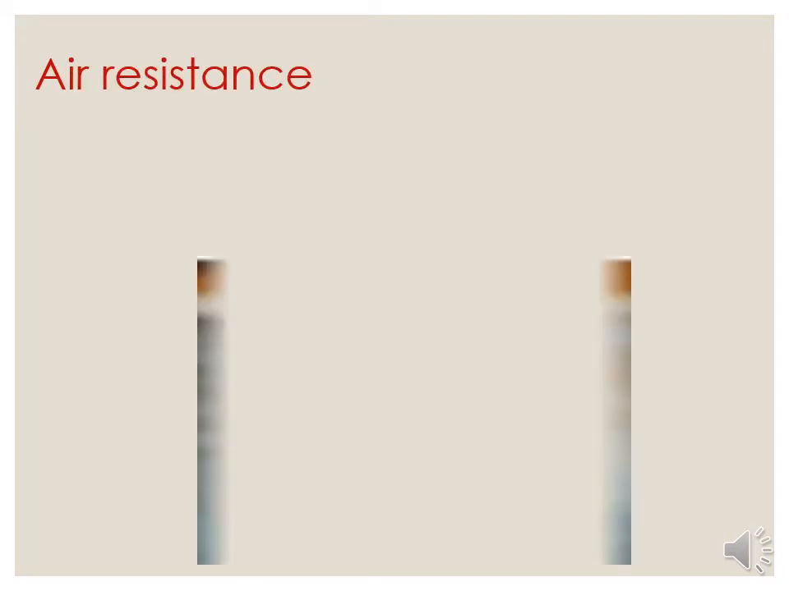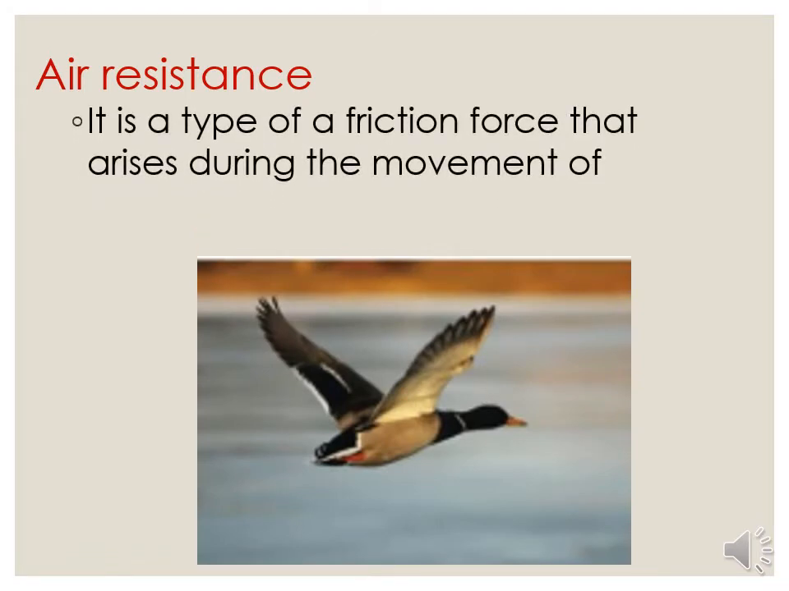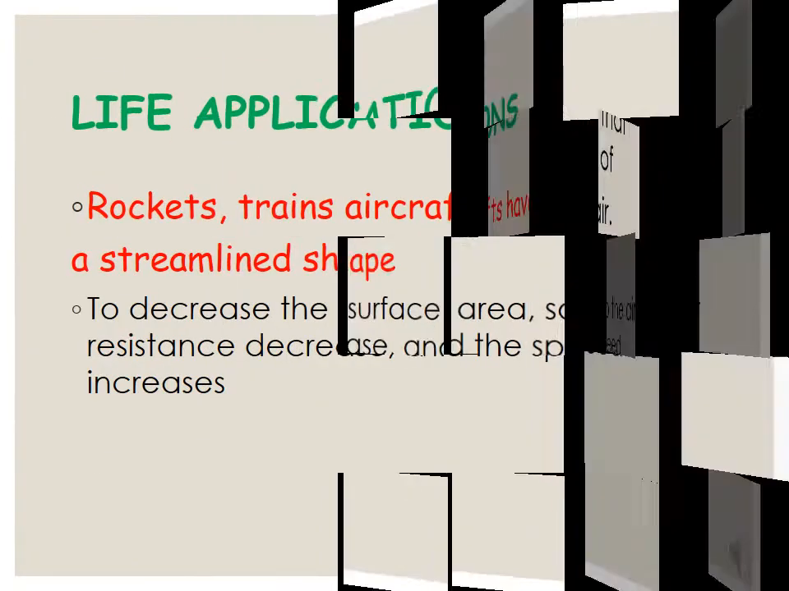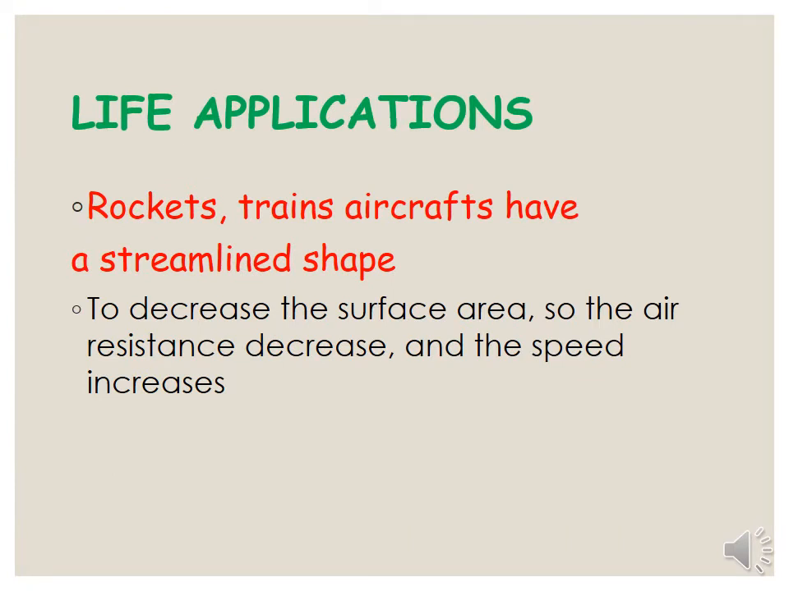Air resistance. It's a type of friction force that arises during the movement of solid objects through the air. Life applications. Rockets, trains, aircraft have a streamlined shape. Why? To decrease the surface area, so the air resistance decreases and the speed increases.